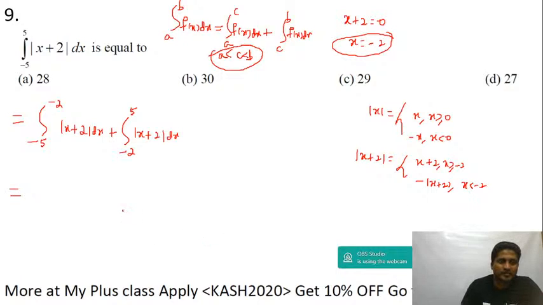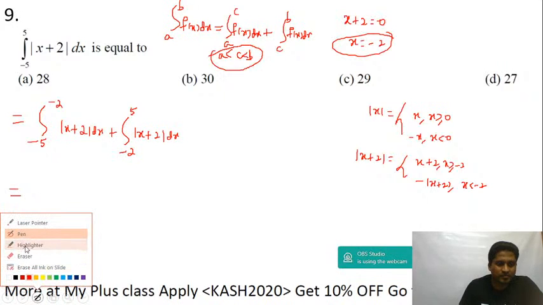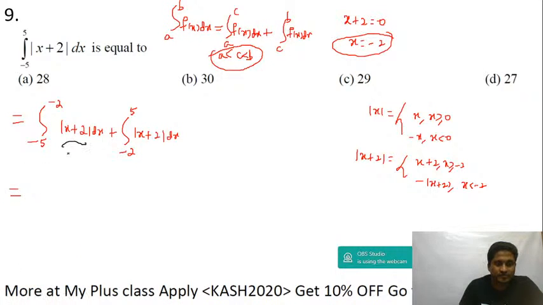So between minus 5 and minus 2, obviously x is less than minus 2, so this will be negative. And between minus 2 and plus 5, x is more than minus 2, so obviously this will be positive. Now for minus 5 to minus 2, mod of x plus 2 will be equal to minus of x plus 2, and then the integration from minus 2 to plus 5, this will be positive, x plus 2.